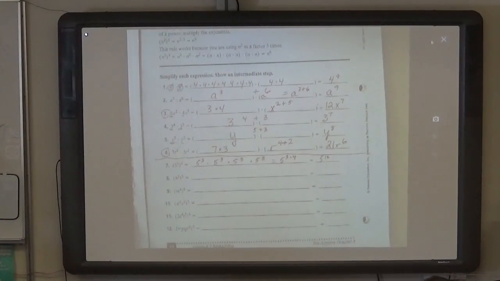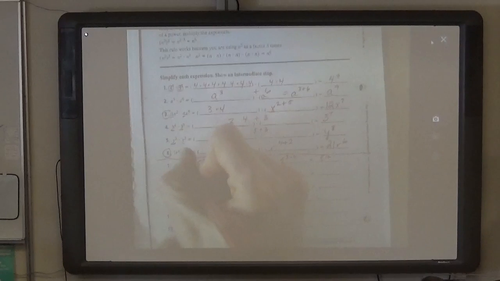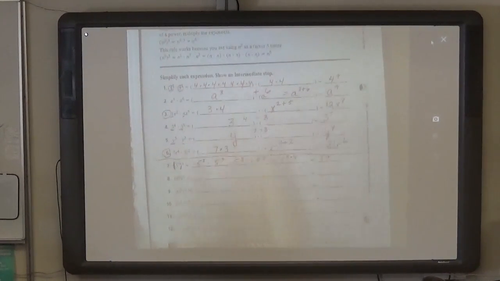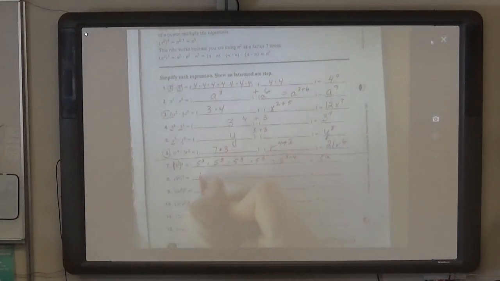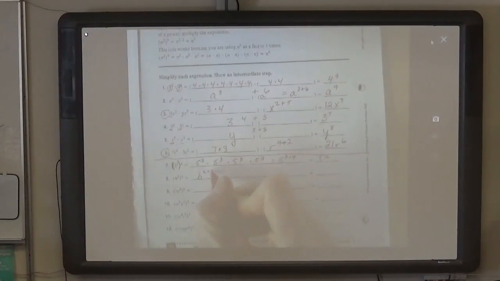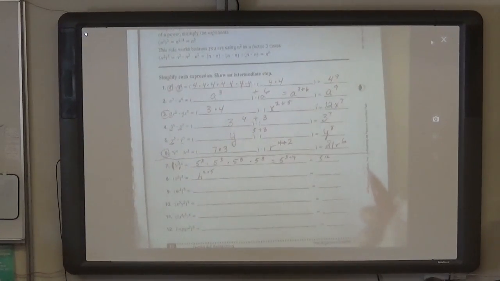Okay? And the difference here is these parentheses. These parentheses make it different. This is a power of a power. h squared to the 5th power. So this is h to the 2 times 5, h squared 5 times, h to the 10th.